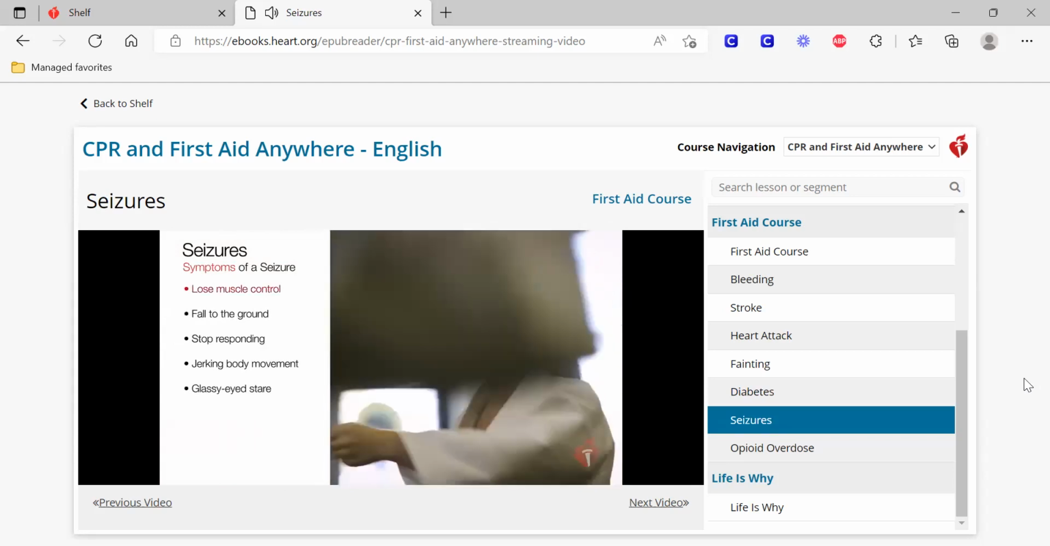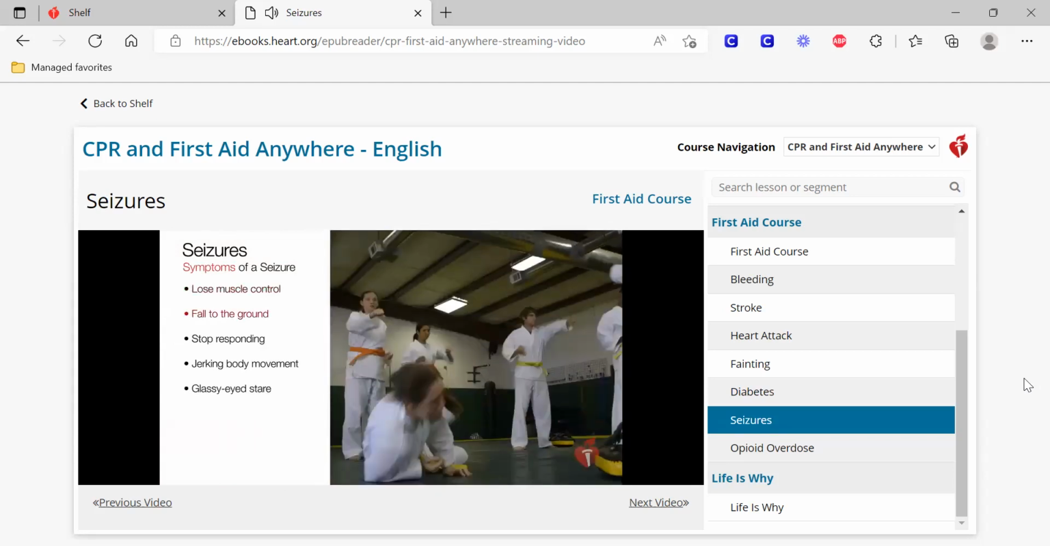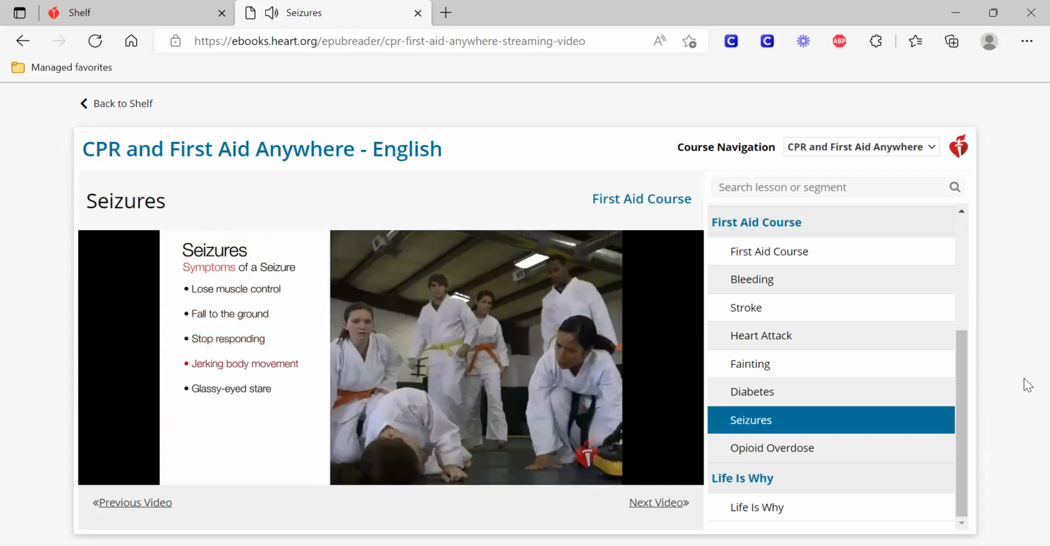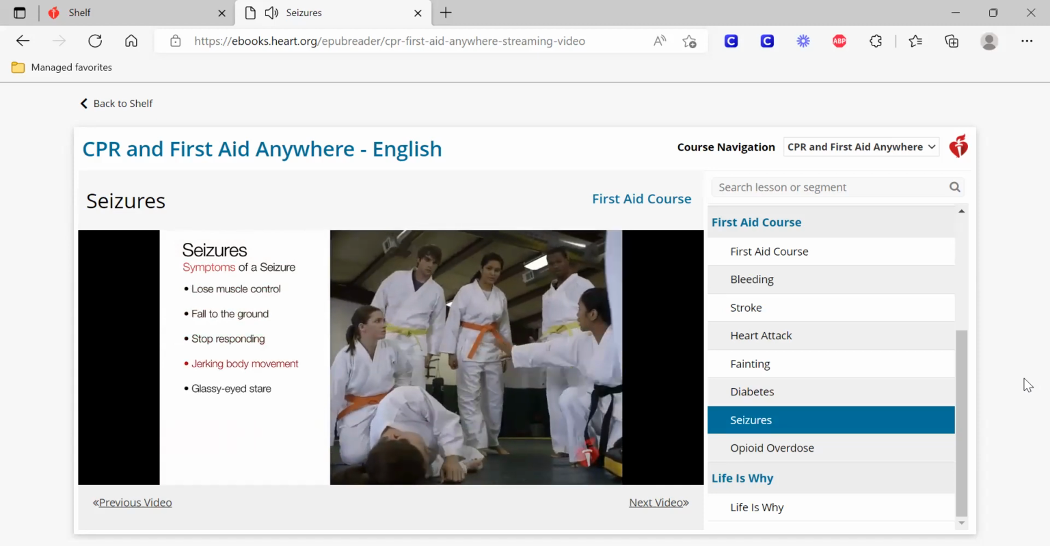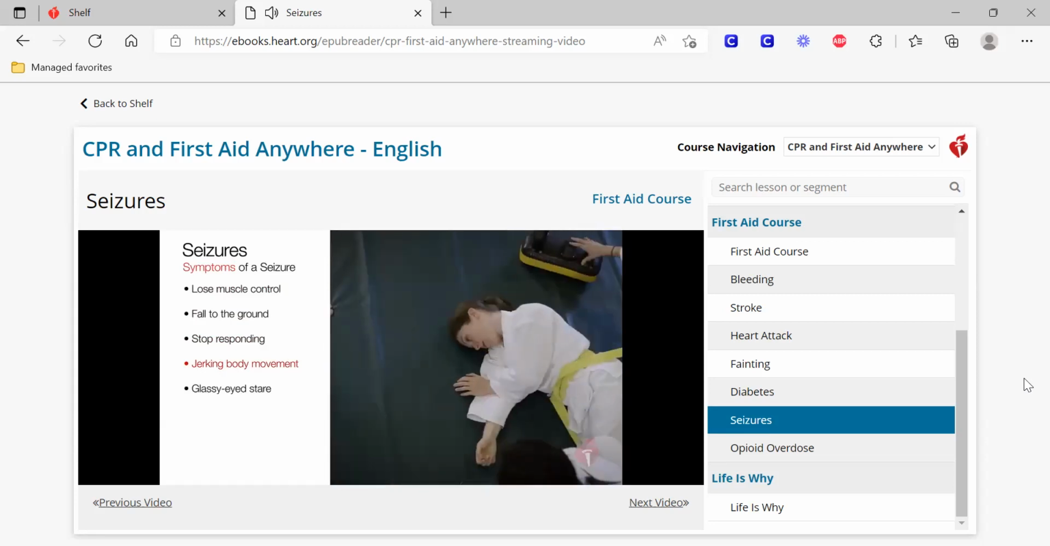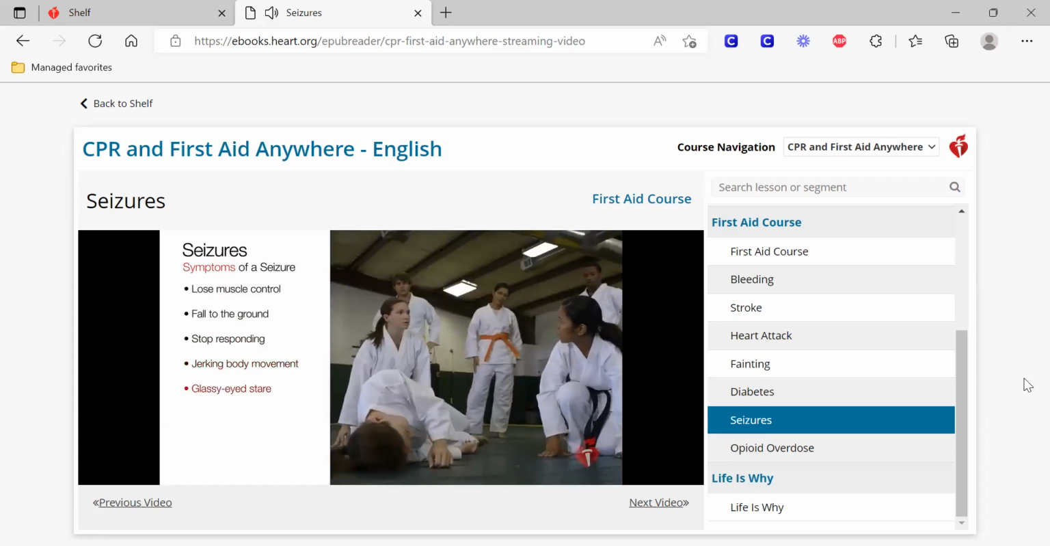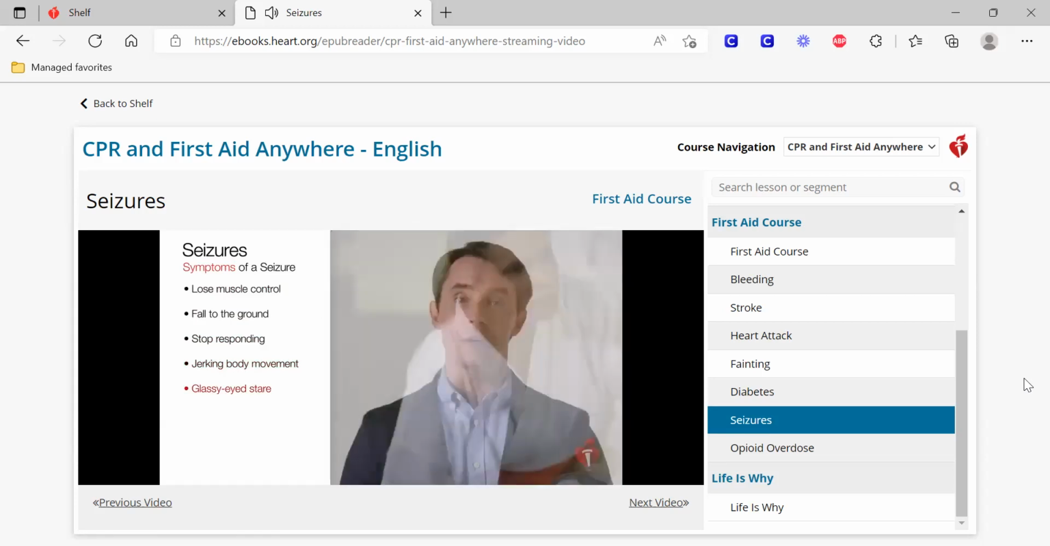During a seizure, a person may lose muscle control, fall to the ground, or stop responding. And the person usually has jerking movements of the arms, legs, and sometimes other parts of the body. However, not all seizures look like this. Some people might have a glassy-eyed stare and not respond.